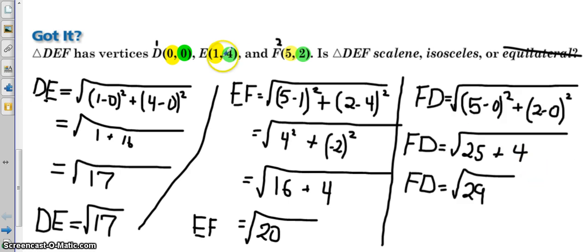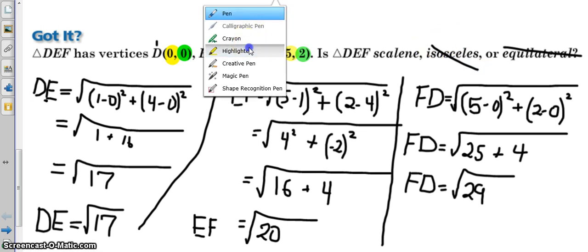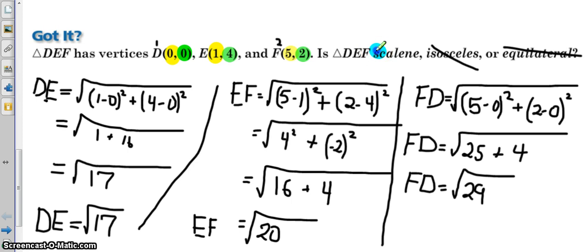So when I plug in my values, I decide to make my D my point 1 and my F my point 2 so that I can have 5 minus 0 and 2 minus 0. So I get positive values in there of 5 and 2. When I square those, I get 25 and 4, so I get a total length of radical 29, which then gives me 3 different lengths for my triangle. So I see that that also cannot be isosceles, so it turns into a scalene triangle is what we find out.